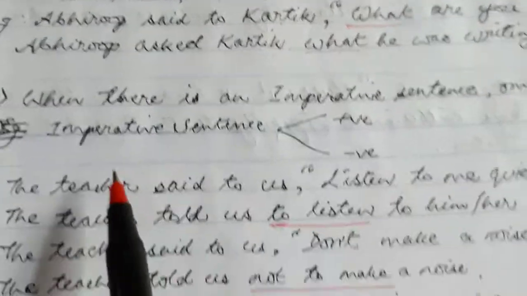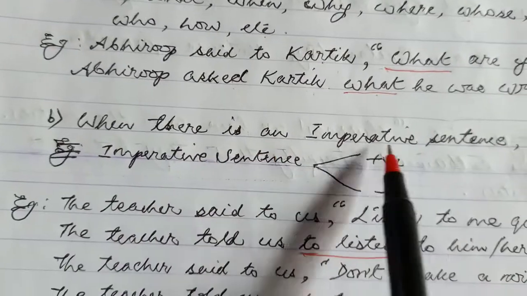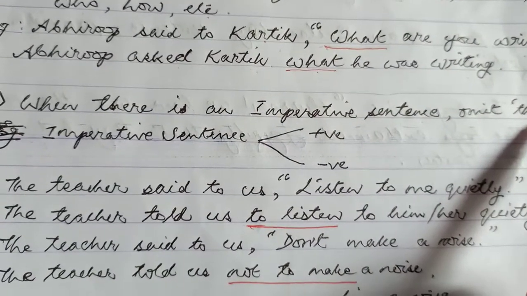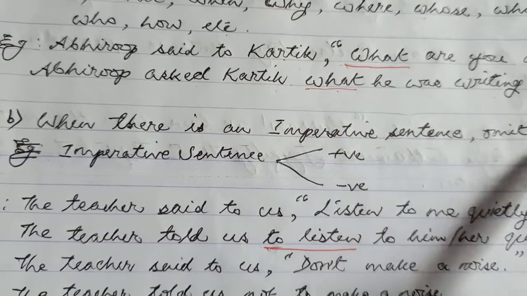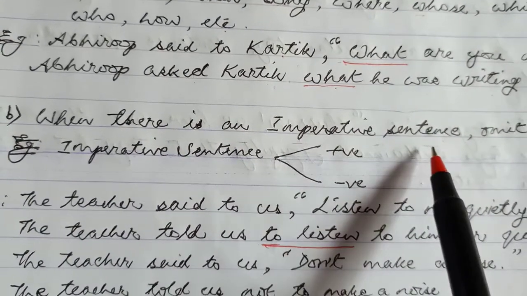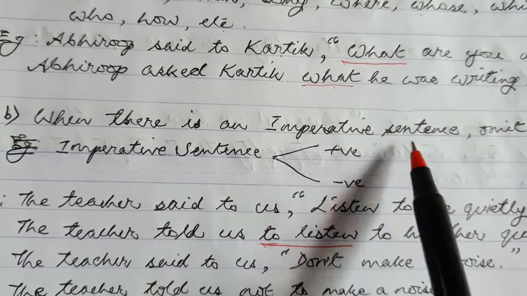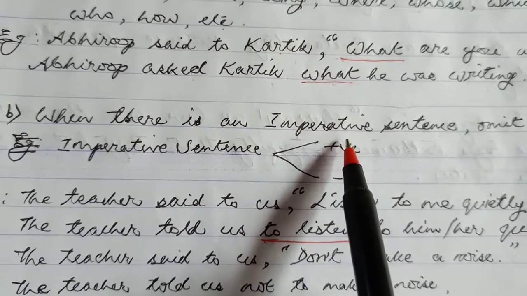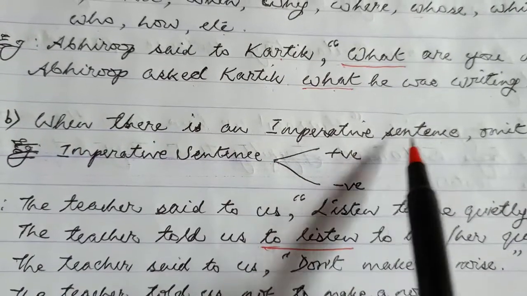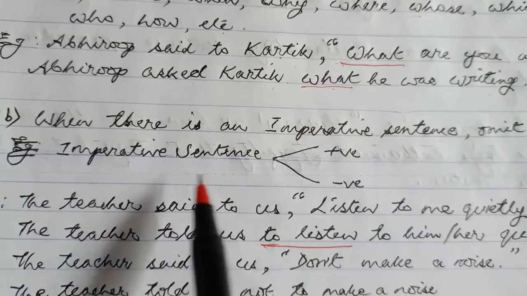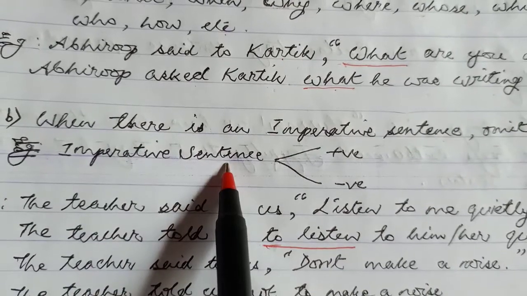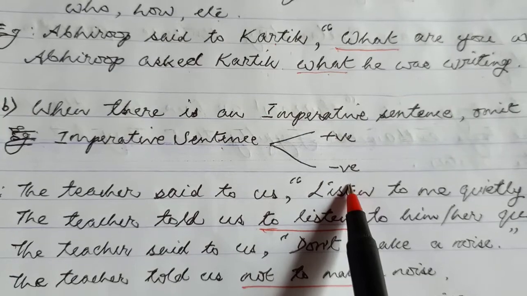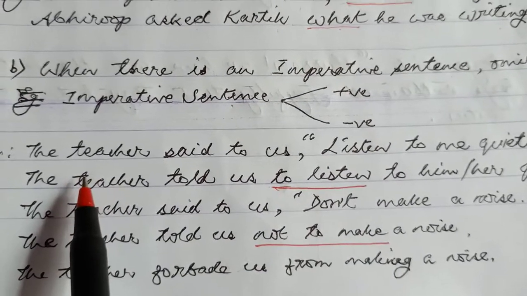Now the second case, see, when there is an imperative sentence, omit that. Right, when there is an imperative sentence, omit that. Now what is an imperative sentence? We have already done it, when we did active and passive voice, or when we did sentences at the same time. Now see, so when there is an imperative sentence, omit that. Right, so an imperative sentence is of two types: positive imperative sentence, negative imperative sentence. Right, now try to understand the difference between these.